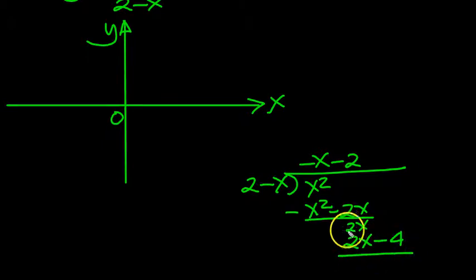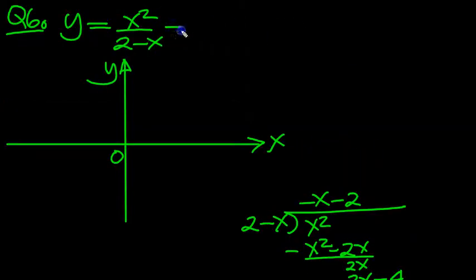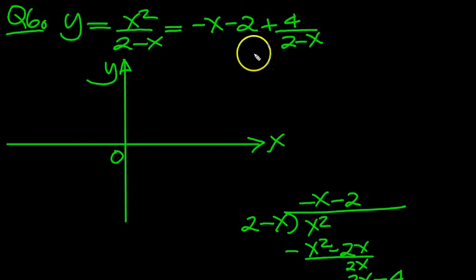So take them away from one another then. This disappears, that's why we're doing it. Nothing here, take away minus 4 is 4. So the remainder is 4. So it goes in minus x minus 2 with a remainder of 4. So this is equal to minus x minus 2 with a remainder of plus 4. So we've still got 4 over 2 minus x. So that's what that equals.